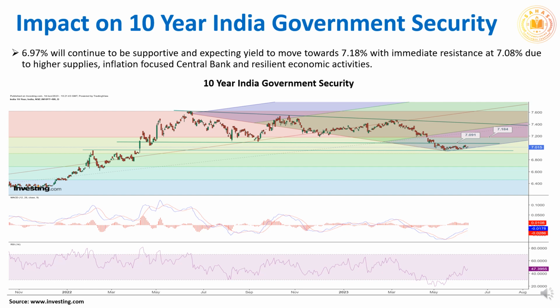After soft inflation data, yield came down to 6.99% from 7.03%. We believe 6.97% will continue to be supportive and expecting yields to move towards 7.18% with immediate resistance at 7.08% due to higher supplies, inflation-focused central bank and resilient economic activities. Here we wrap our discussion.